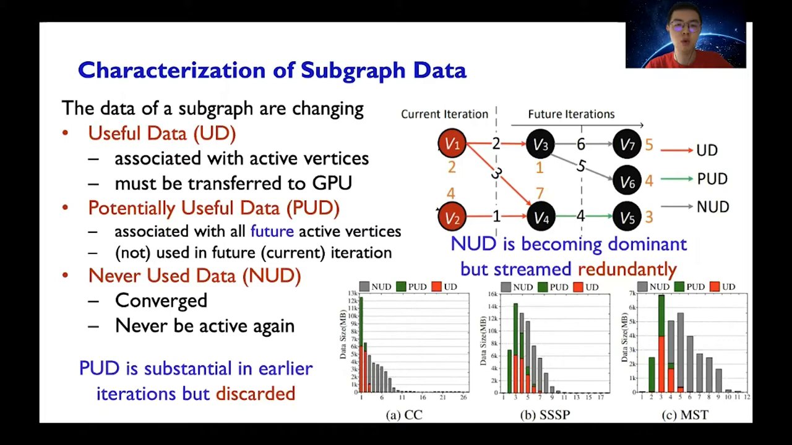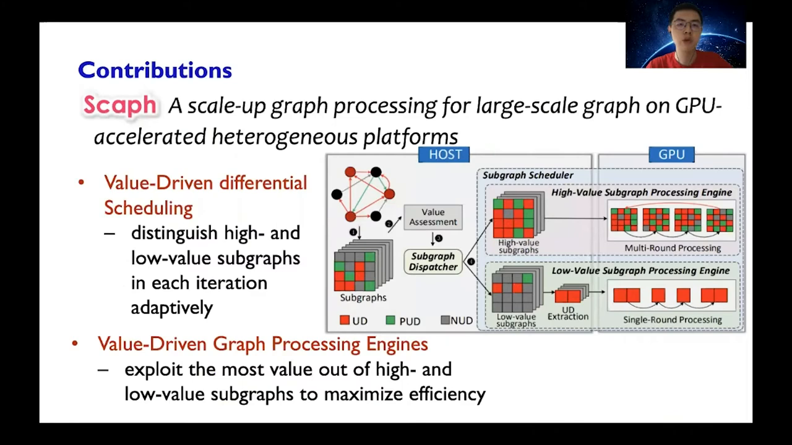In this work, our key insight for improving the effective utilization of host-GPU bandwidth is to look beyond the current iteration, by considering not only its UD in the current iteration, but also its POD in future iterations. We therefore present Scaph, a scale-up graph processing system for large-scale graphs on GPU-accelerated heterogeneous platforms.